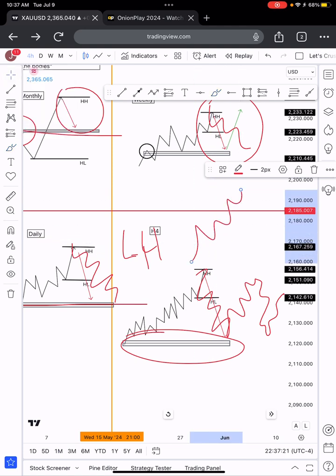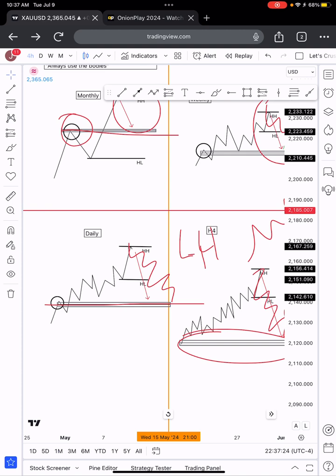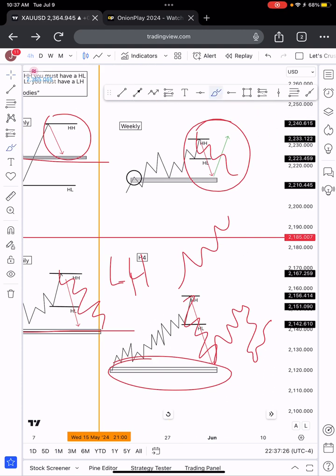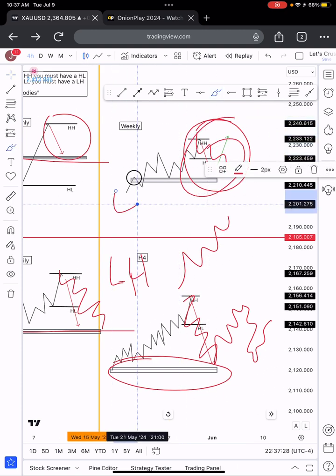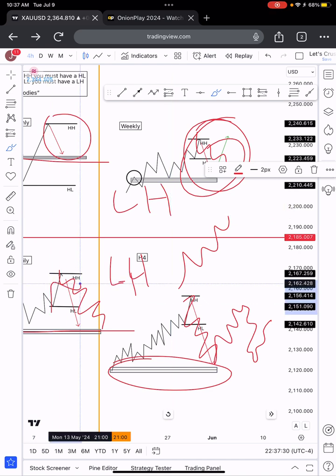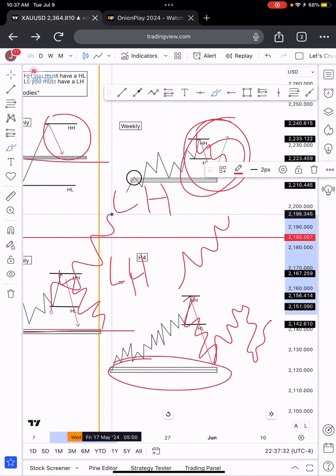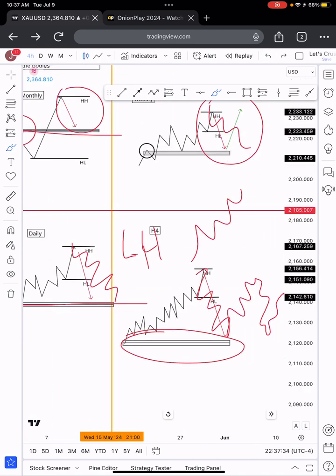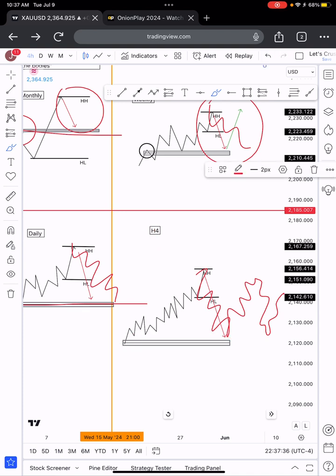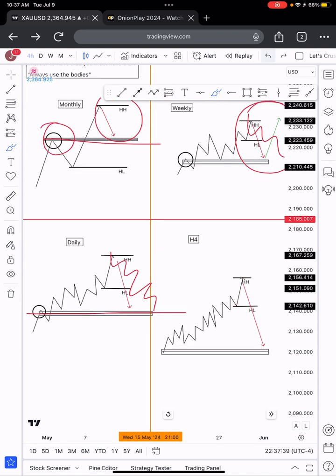Same thing goes for the daily. In order for the weekly to create a lower high, the daily has to shift bullish as well. So I'm going to show you basically what that looks like on the chart. But it's very, very simple, just understanding where you are in the flow of the market.